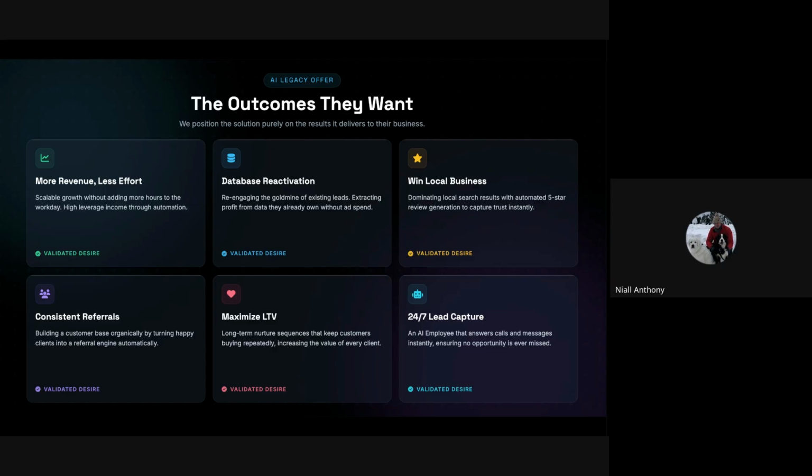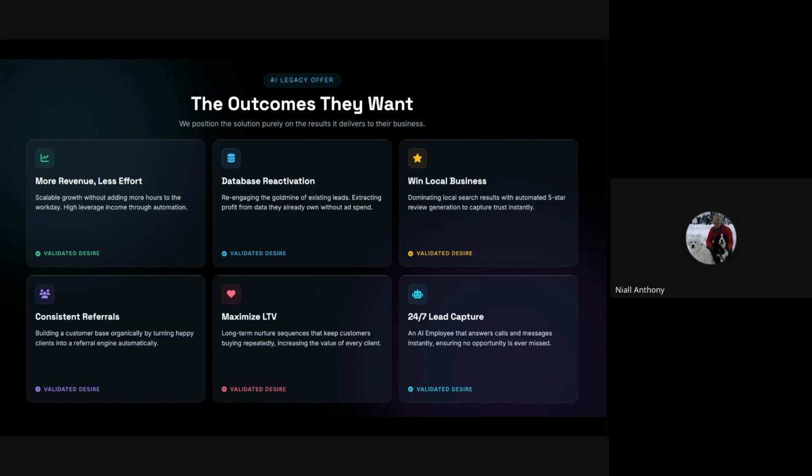Now, with the AI Legacy system, the prospects want to make more money with less effort. They want to reactivate their database and make additional profit from the leads they already have without spending a fortune on marketing. They want to win more local business by building the reputation. They want to build their customer base without spending money by getting consistent referrals. They want to maximize the lifetime value of every customer by using the nurture systems. And they want to capture every lead and make the most from every dollar spent with an AI employee answering calls for them 24/7.